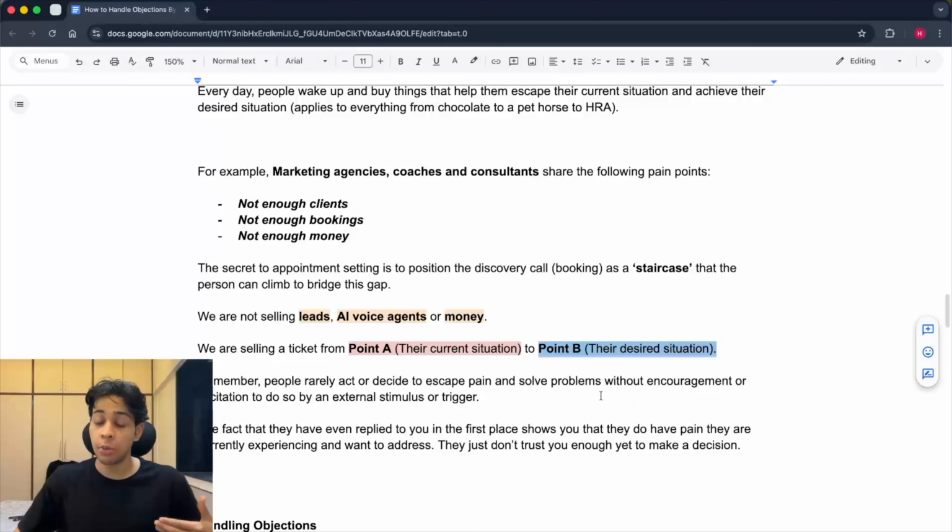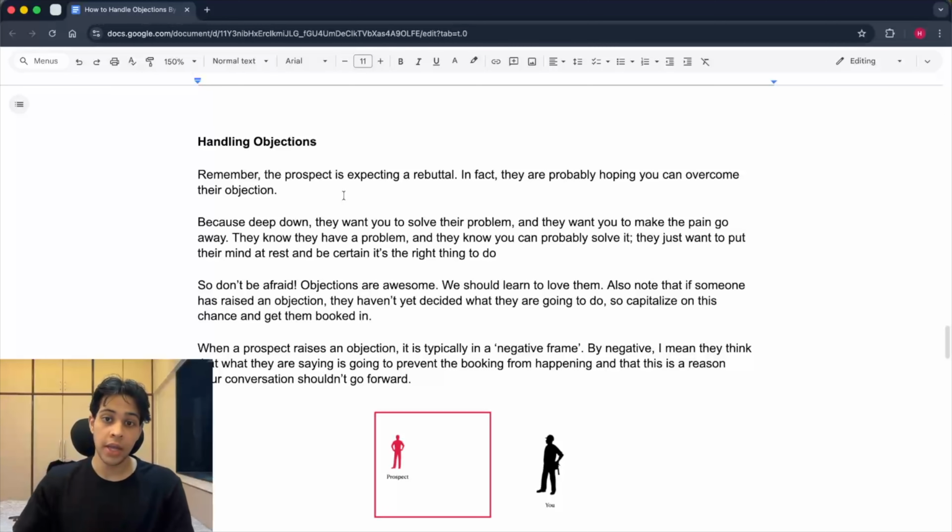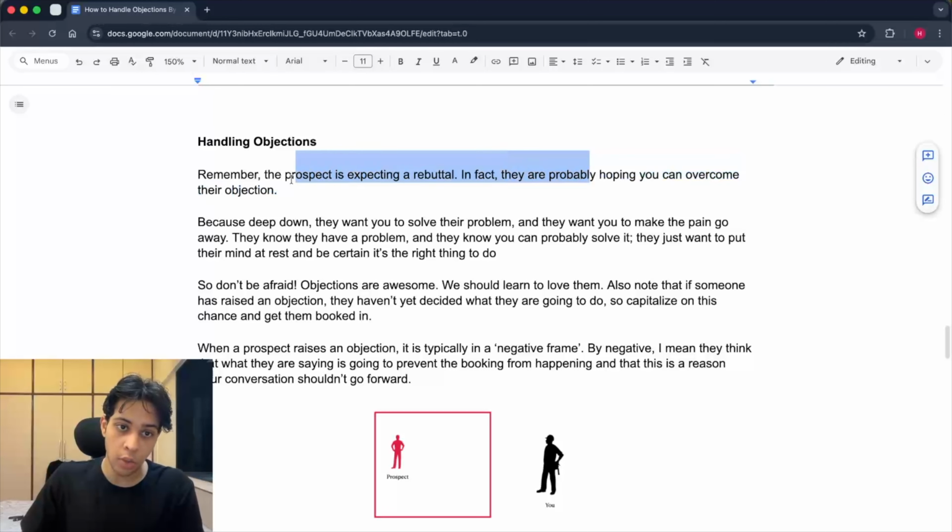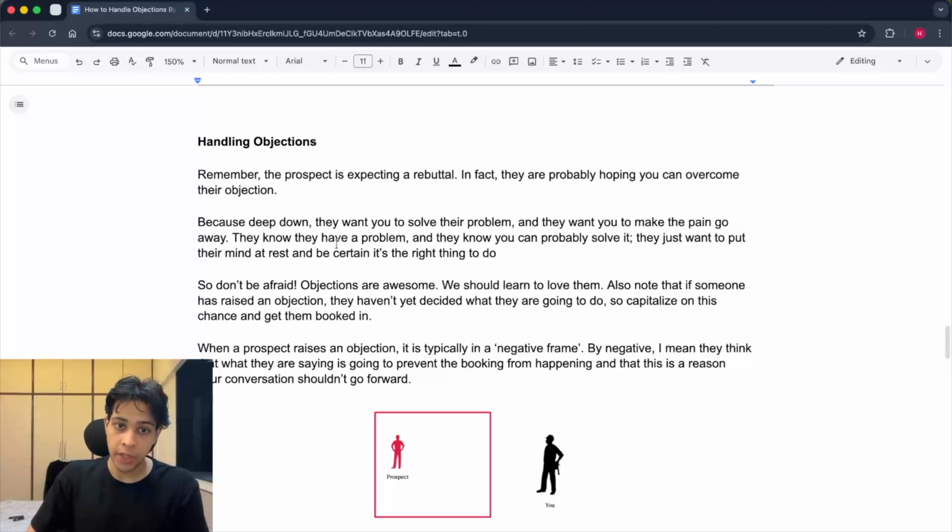Remember, the prospect is expecting a rebuttal. In fact, they're probably hoping that you can overcome their objection, okay? This is a key paradigm shift that I want you to have. They're probably hoping that you can overcome their objection because deep down, they want you to solve their problem and want you to make their pain go away, okay? They know that they have a problem and they know you can probably solve it. They just want to put their mind at rest and be certain that it's the right thing to do.